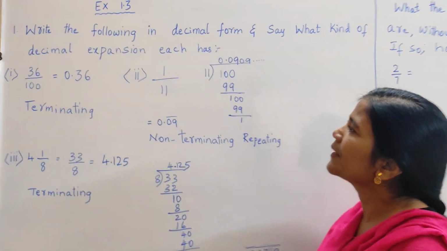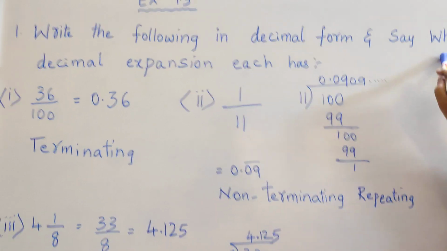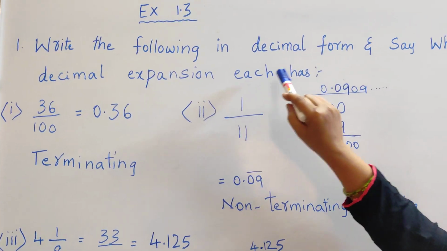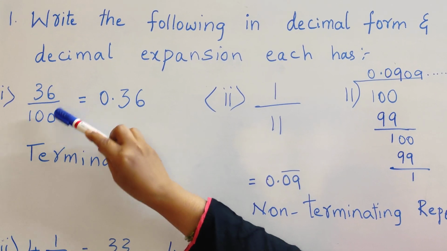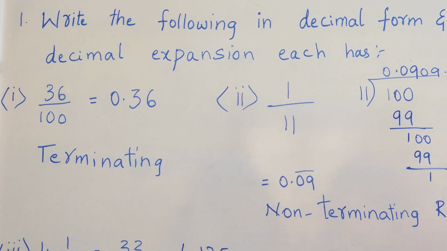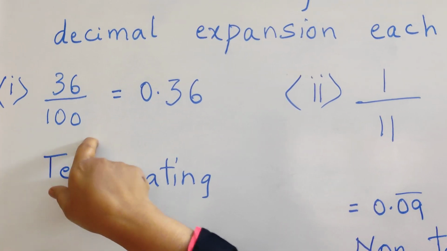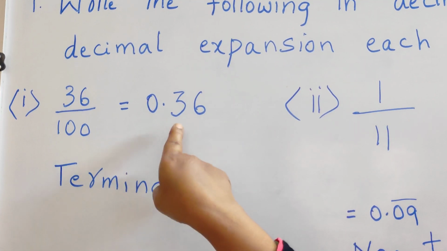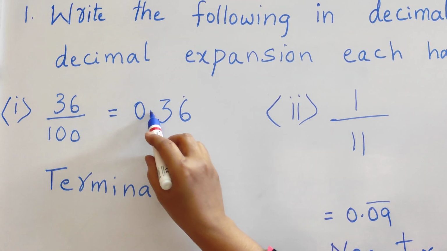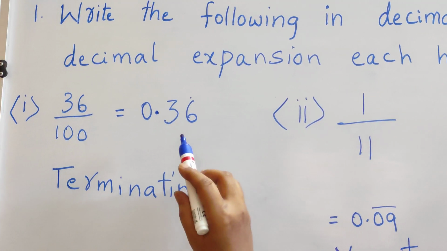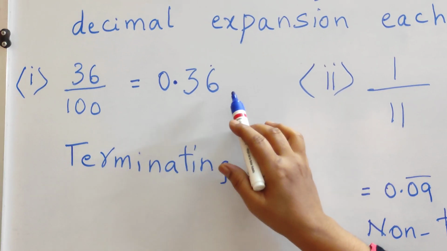Question number 1. Write the following in decimal form and say what kind of decimal expansion each has. Question number 1 is 36 by 100. You don't have to divide, children, because you have two zeros here. You learnt in your 5th standard that when you have two zeros, you simply shift the decimal point two places, 1 and 2. So without any division, we can simply write 0.36.